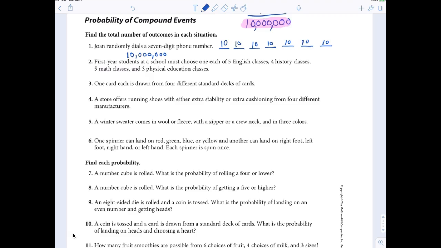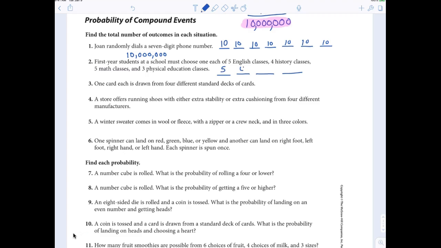Number 2, it says, first-year students at school must choose between 5 English, 4 history, 5 math, and 3 physical education classes. So how many different combinations of classes are there going to be? Yes, ma'am. You tell me. What are you thinking? Yes, let's do the line. That's exactly correct. How many choices am I making here? I'm making 4 choices. That is correct. How many English classes are there? So I put a 5 here.